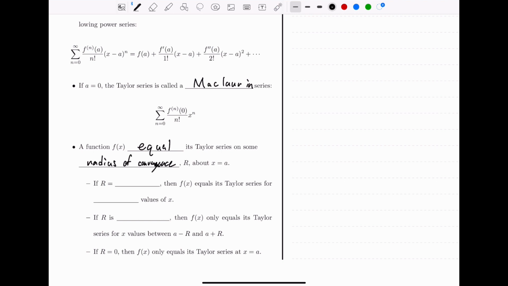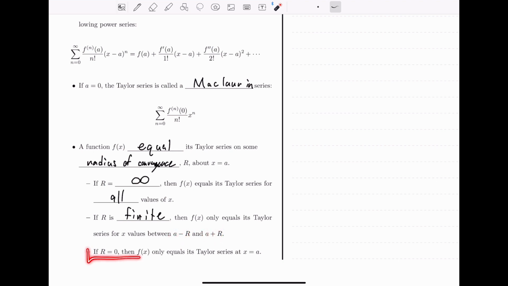In the case that we just saw with e to the x, we had an infinite radius of convergence. So if r equals infinity, then the function equals its Taylor series for all values of x. We can have a finite radius of convergence. If the radius of convergence is finite, then the function only equals its Taylor series for x values from -r to +r around the center.